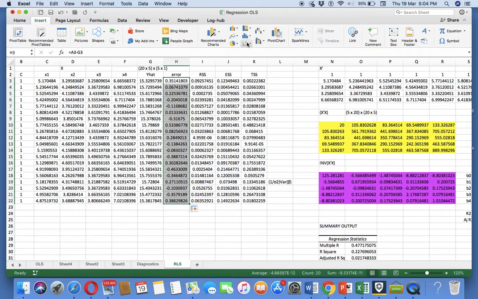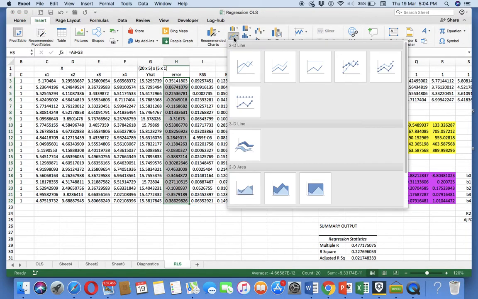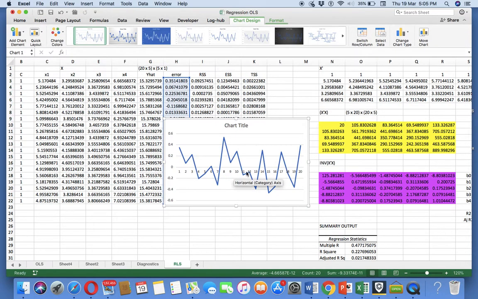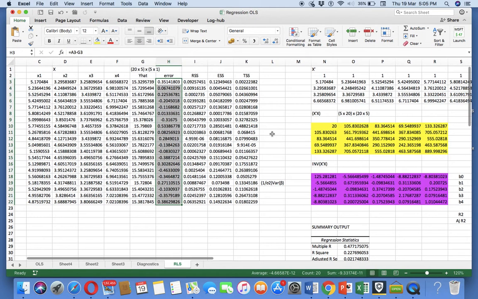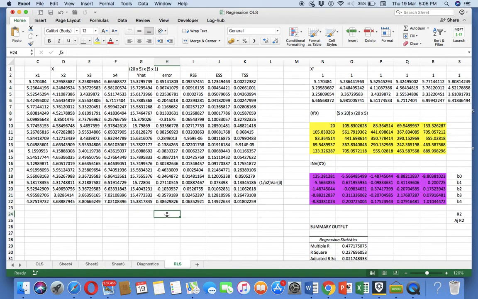I will now get a plot. Get a line, and plot the error term. And the error term looks more or less random. So anyway, that's a visual inspection. The first assumption that I have to check is that the error term's mean is equal to 0 and the standard deviation is equal to a constant. The command is equal to average.